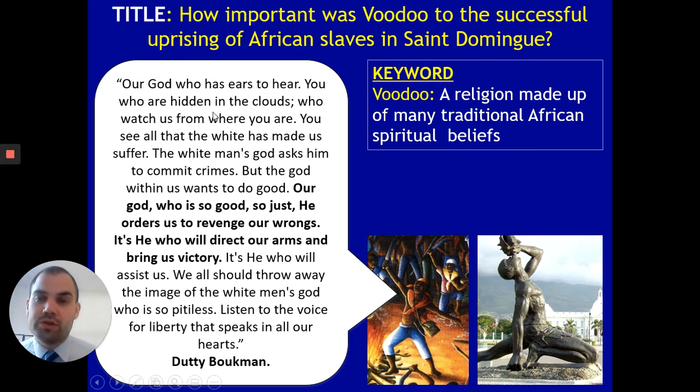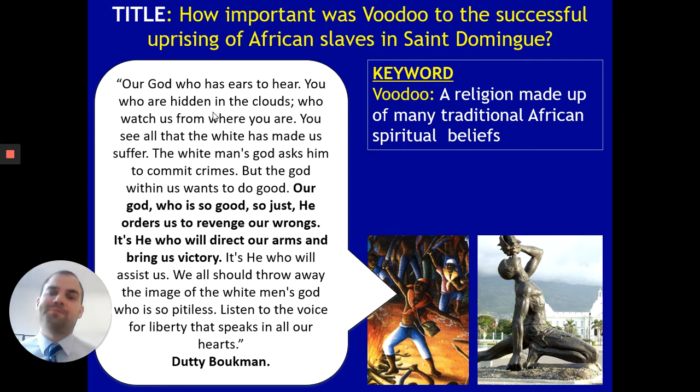He says, "Our God, who has ears to hear, you are hidden in the clouds, who watch us from where you are. You see all that the white man has made us suffer. The white man's God asked him to commit crimes, but the God within us wants us to do good. Our God, who is so good, so just, he orders us to revenge our wrongs. It's he who will direct our arms and bring us victory. It's he who will assist us. We all should throw away the image of the white man's God, who is so pitiless. Listen to the voice for liberty that speaks in all our hearts."